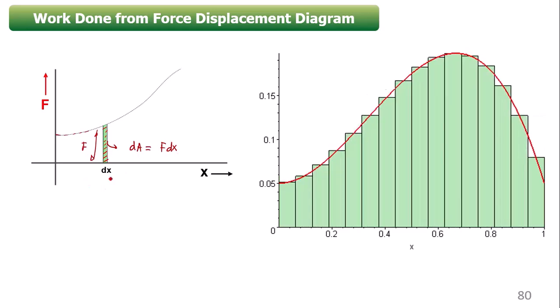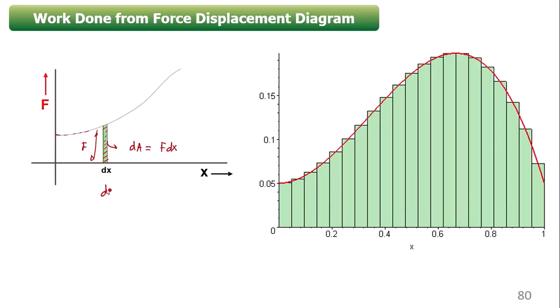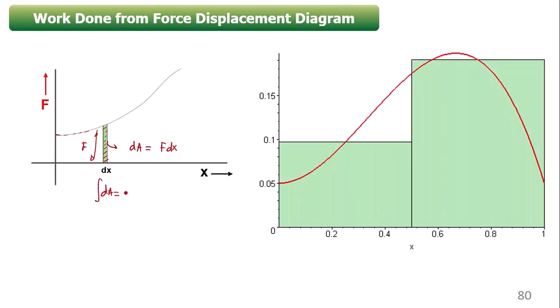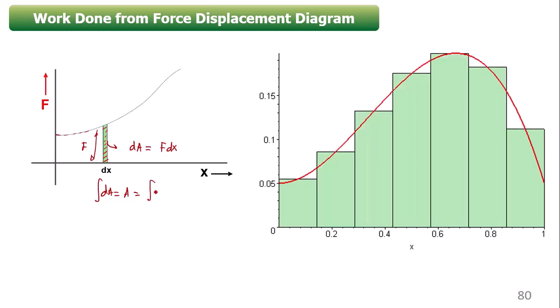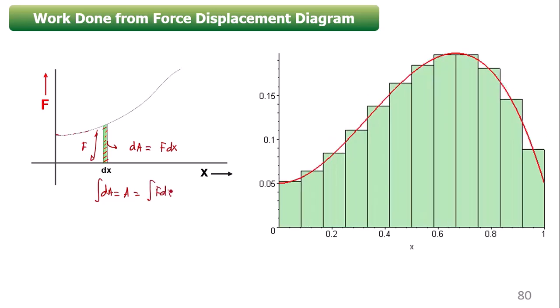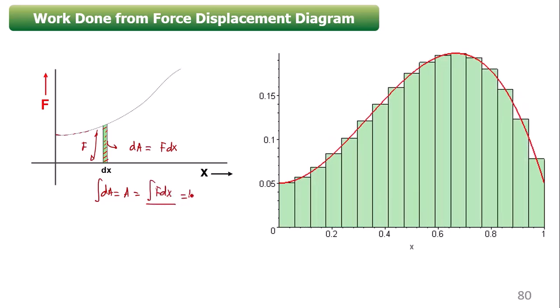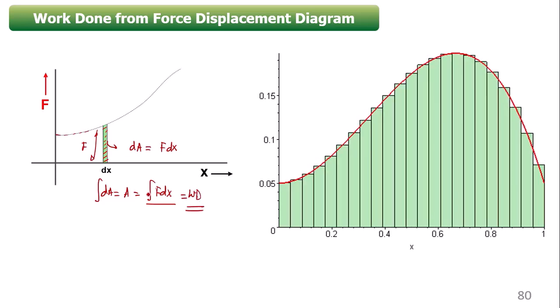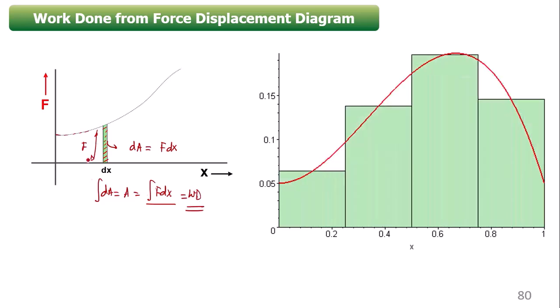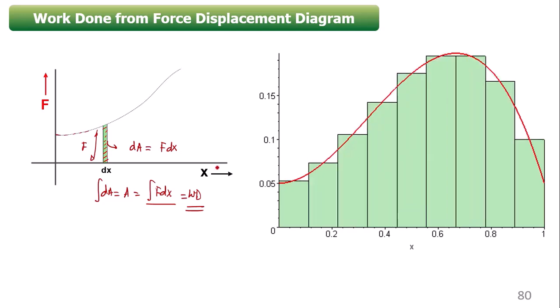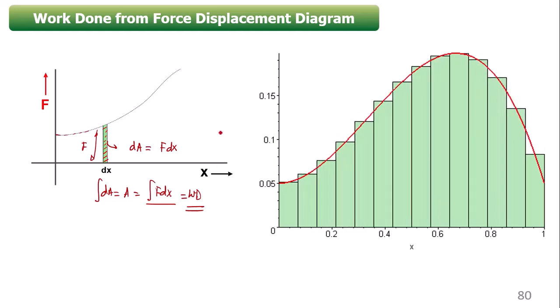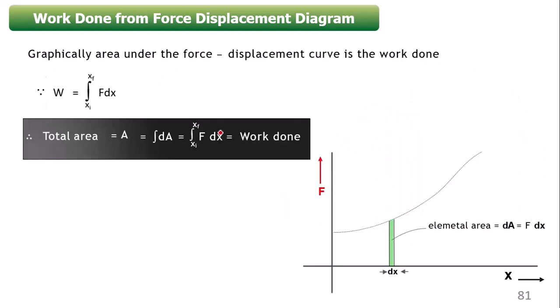If I integrate this area, I get the total area under the curve, which is nothing but the integration of F dx. Now, what does F dx mean? F dx is the work done. So whenever a force versus displacement diagram is given, you have to take the area under that diagram. That will give the value of the work. So area gives the work done.